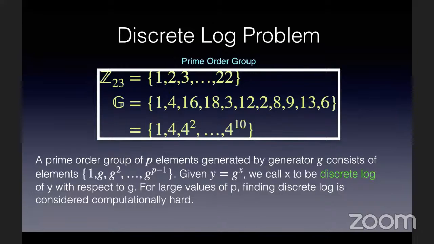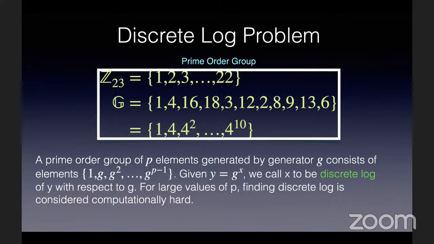And this group has 11 elements. So in general, a prime order group of p elements generated by a generator g consists of elements of the form 1, g, g square, all the way till g to the power p minus 1, right? So in this case, our p is 11, which is a prime, and our g is 4.